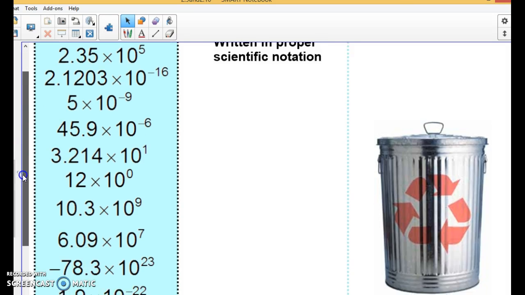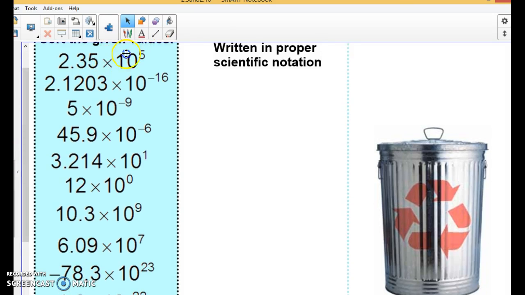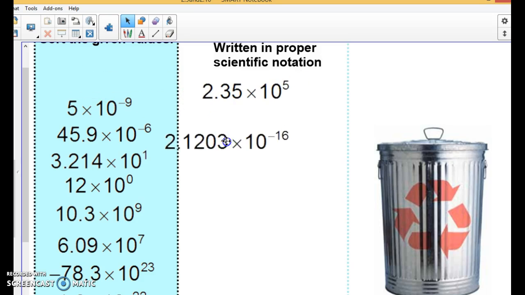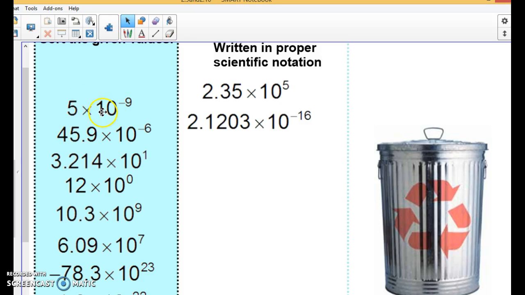And then here's just some more examples. So this could be an example of scientific notation. It follows all the rules. It's between 1 and 10. Here's another one that's good for scientific notation. Follows all the rules, between 1 and 10. 5 is between 1 and 10.